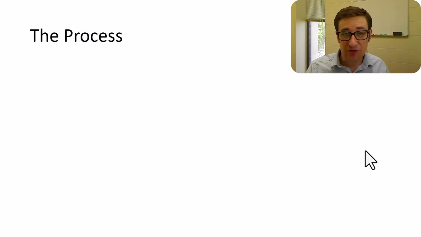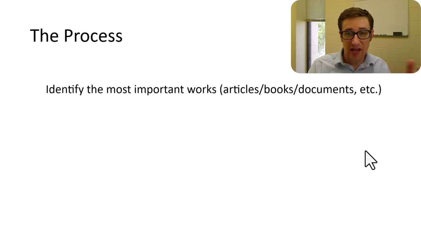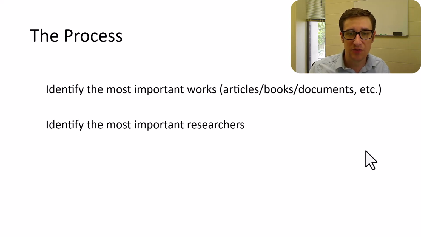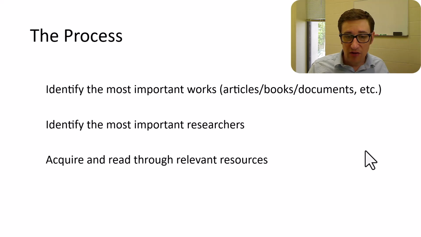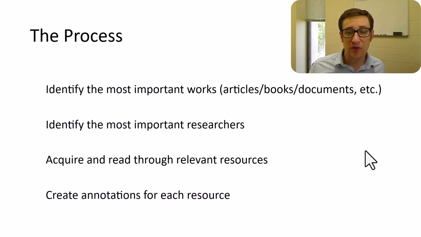So the process of doing one of these is generally you're going to identify the most important works, right? Articles, books, documents, whatever you need, whatever your research is about. What are the most important things you need to go through? Identify the most important researchers. Who are the people who publish the most and talk the most about this, who get cited a lot? You're going to acquire all that information, read through all those relevant sources, and you're going to create your own annotations for those resources. So you're going to make those notes saying, here's what I read, here's kind of what it said, notes for yourself, and say, how does it relate to my idea or what I'm going to say about it?